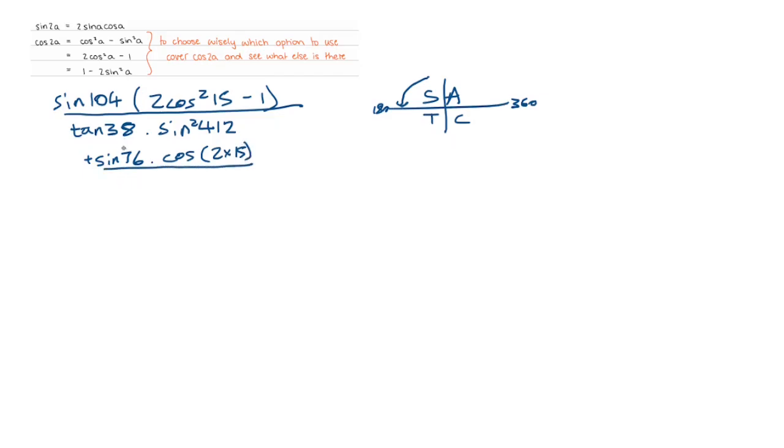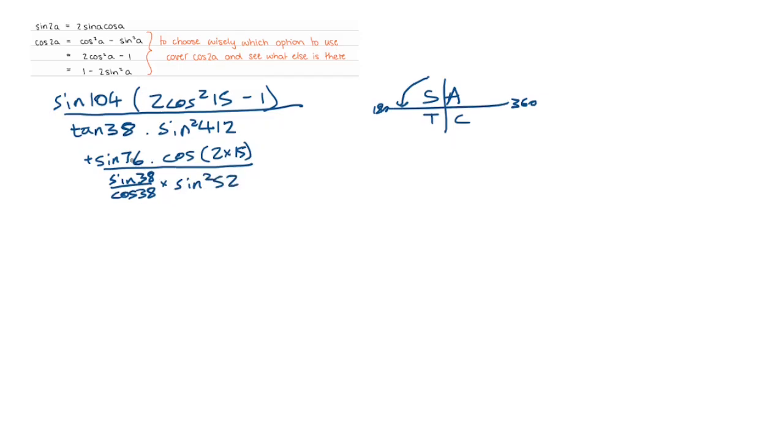On the bottom, there's tan 38. I can't do too much with that. So let's not waste lines. So it's cos 38 over sin 38. And sine squared, I've gone all the way around, so I just minus 360 from here, and that just leaves me with sine squared 52.